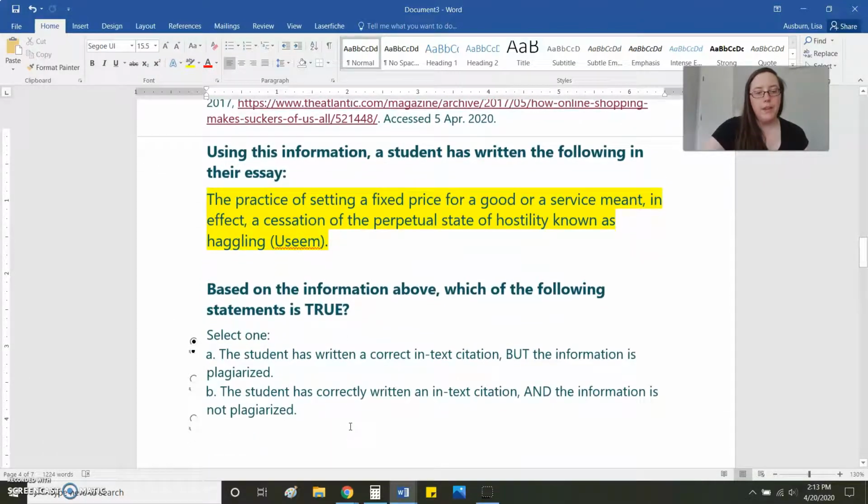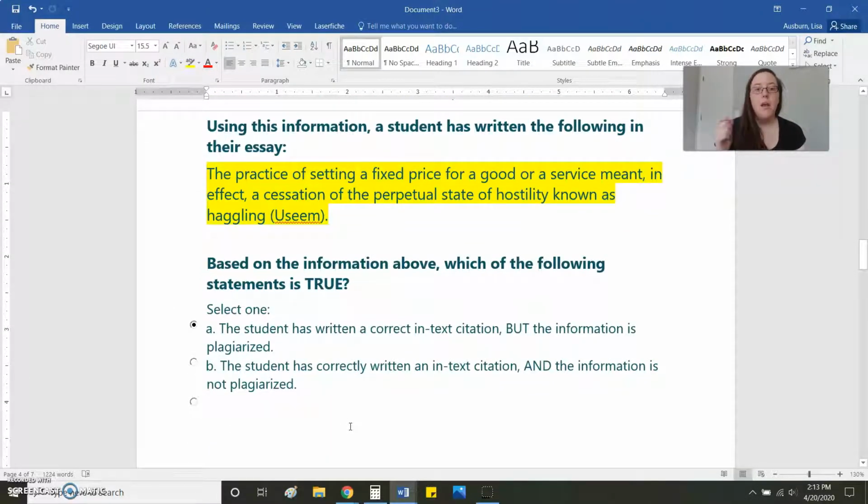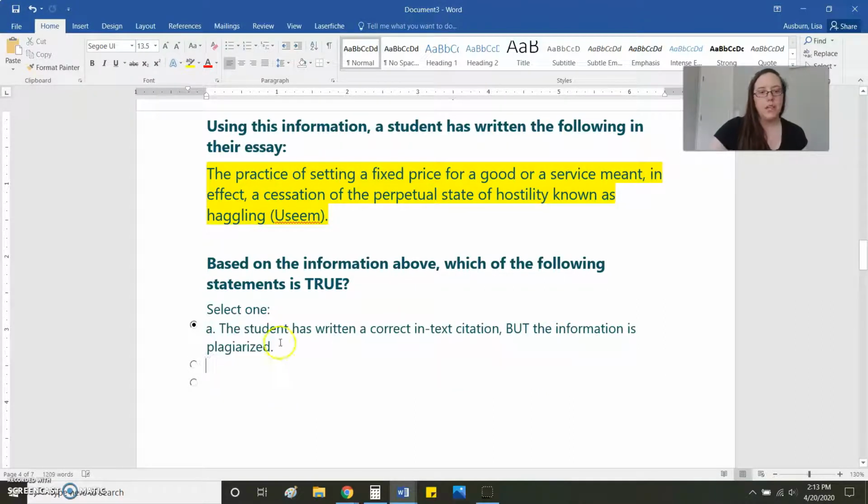Okay, so now we have to say it is plagiarism, but we have a correct citation. So the student has written a correct in-text citation, but the information is plagiarized. All right, that's what we want. So the correct answer here is A. Now I think that when you look at your feedback, the options are all jumbled, so it might not necessarily be A for you, but for this selection that I'm looking at, the correct answer was A.